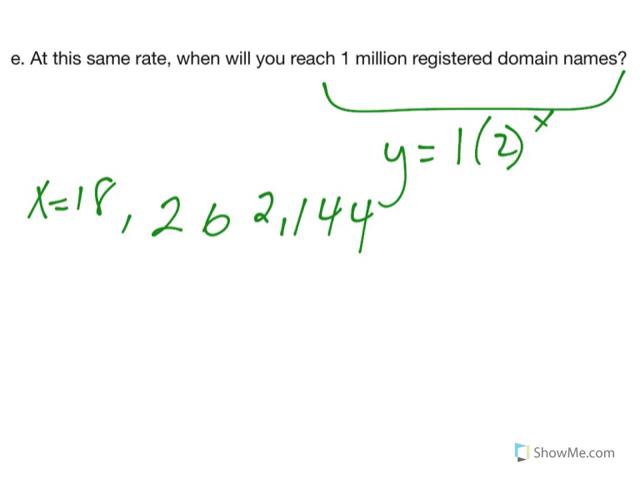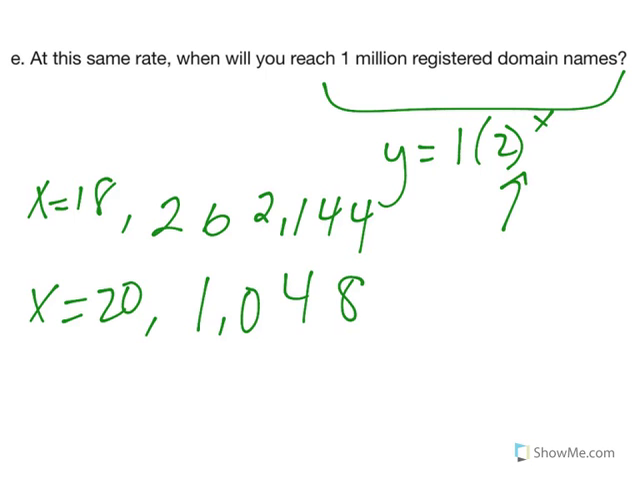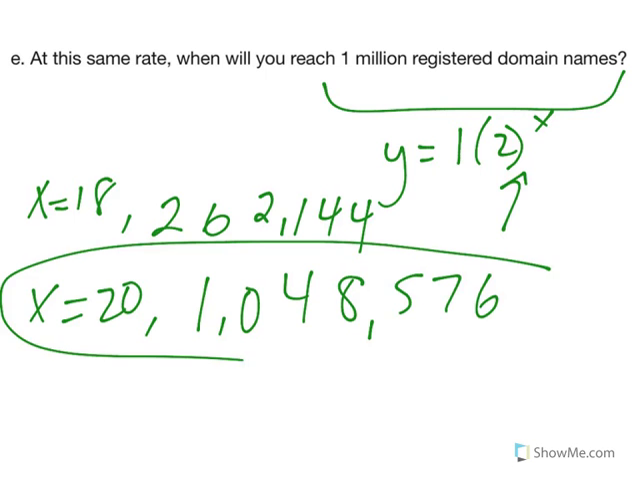So if I continue, I'm going to go ahead and jump to 20. If I plug in 20 for x, I will get 1,048,576 domain names. So after 20 months, I will have hit 1 million domain names and be earning a lot of money, which is always a good thing. Well, I think it's a good thing.